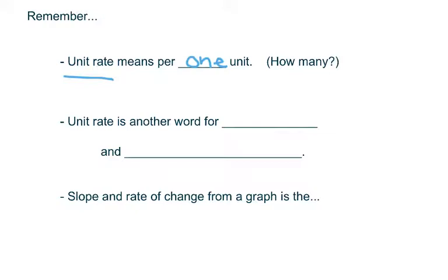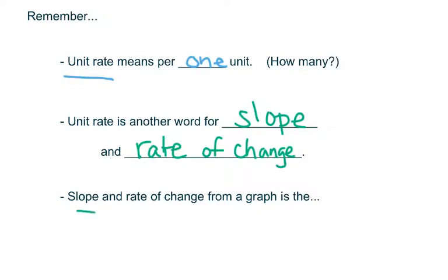Unit rate is another word for, just like we went over in our objective, slope, or the other word that meant slope was rate of change. And to find slope or rate of change from a graph, we did y divided by x. And that's what we did when the line crossed the origin. So let's see what changes when we work today.